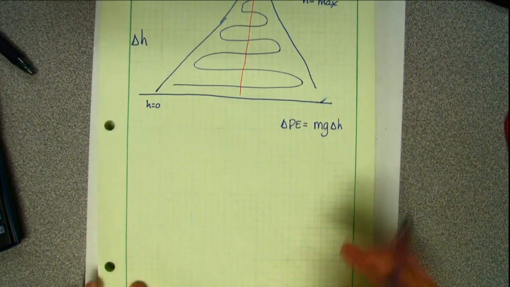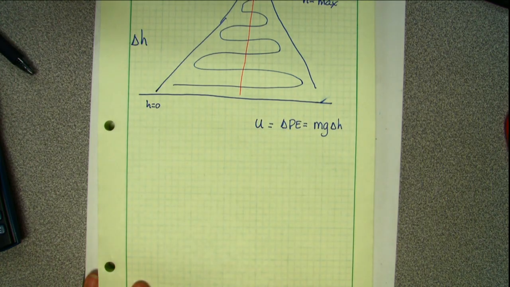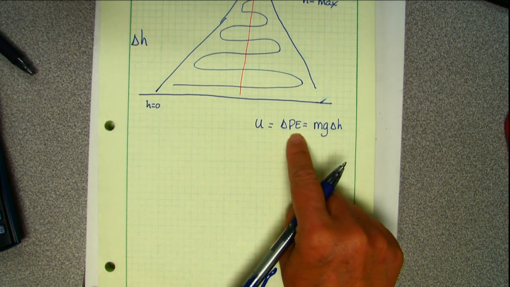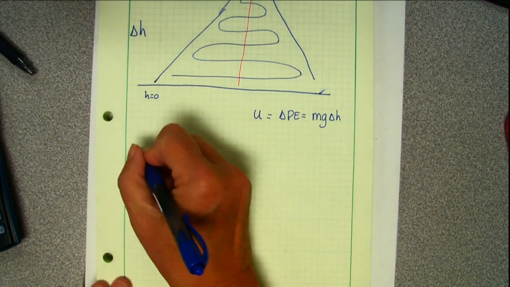Now, our book is going to use this lovely letter U. When I'm writing my notes, I won't use U, because U is kind of like whatever. It doesn't resonate with me. I'm going to use PE, potential energy, so that we can keep track of what we're doing. Okay, so let's go back to our ball drop.